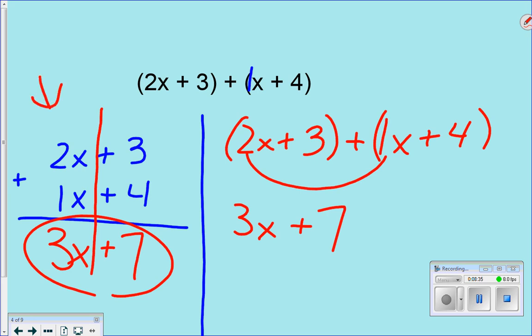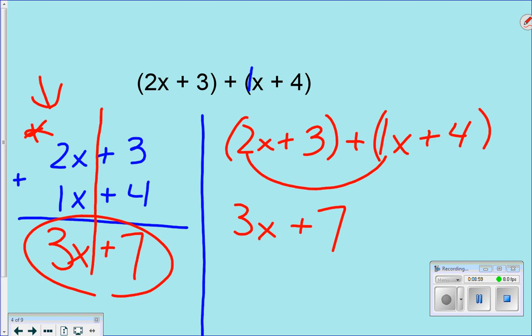So either way works, but I'm going to be honest with you, this way is what we're going to want to use for subtracting. So if you want to use the same way for both, then choose this way, because this is going to be the easier way for subtracting. Just to let you know. So if you want to choose the same way for both, then I would choose this one right here. Any questions so far?